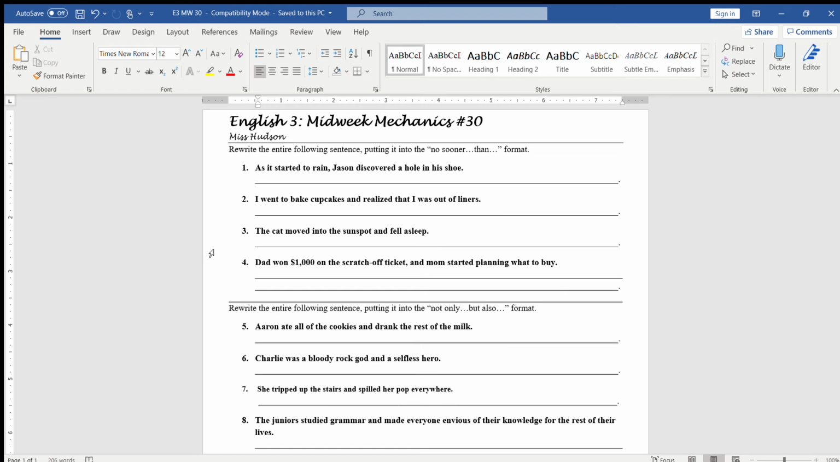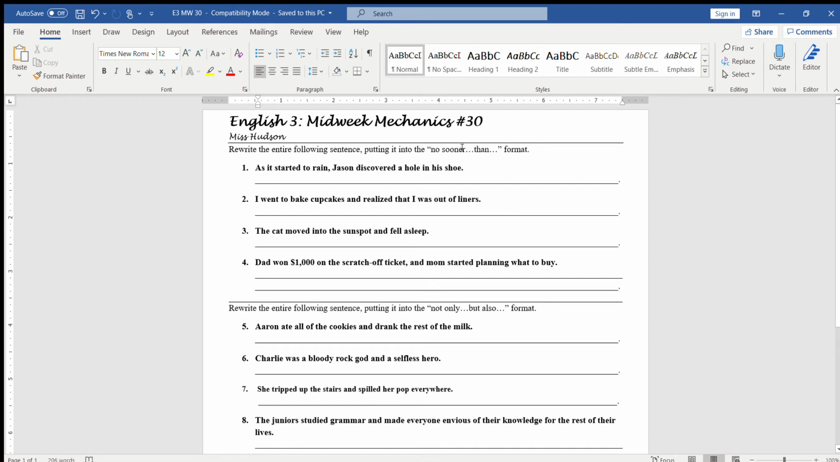Okay, midweek 30, top part. You're doing the no sooner... than format. Okay. As it started to rain, Jason discovered a hole in his shoes. Remember, the key thing here is you start off with the no sooner, but then you need a helping verb.